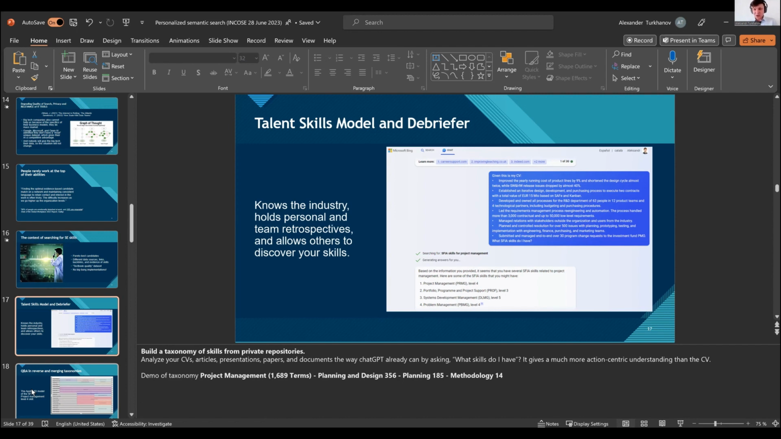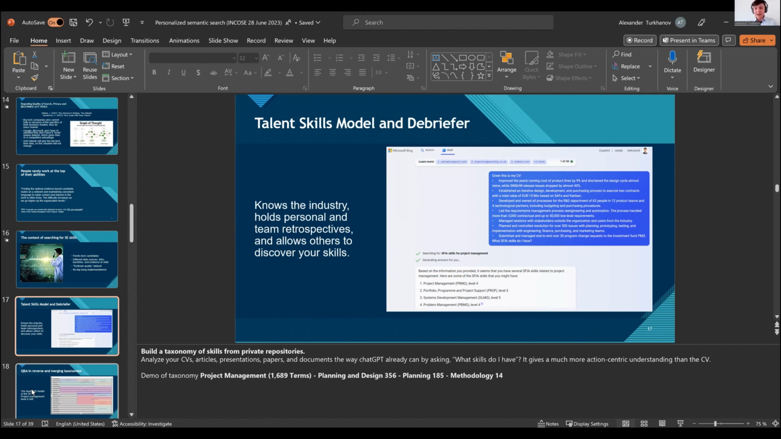So this module, we call it the talent skill model and debriefer. It actually watches each day. It debriefs you, it talks with you. What was your day like? And then it writes it into the model of skills. What skills do you have? What evidence did you bring? And so on and so forth. It can also hold team retrospectives. It's not only personal for you, it can work on the team level.